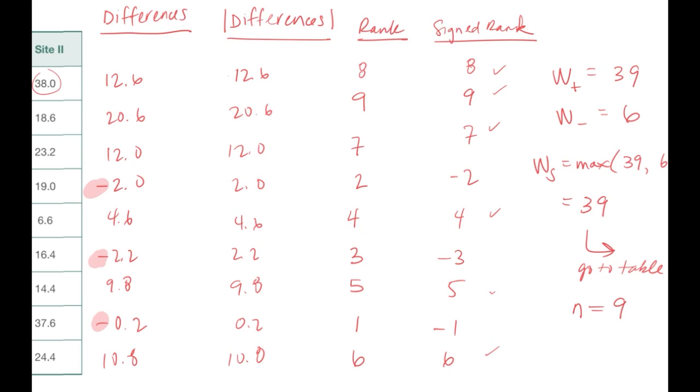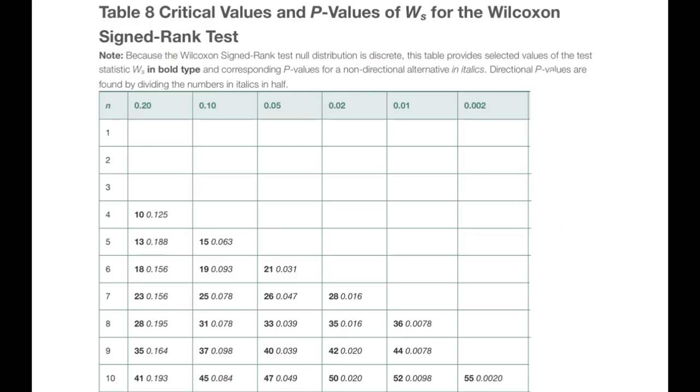And we can look up on the table what the p-value is for a test statistic of 39 for n equals 9. So let's look at the table. Remember, our test statistic was 39, and our number of pairs was 9. So that means we're going to be looking along this row here. There's the 9 for the 9 pairs.